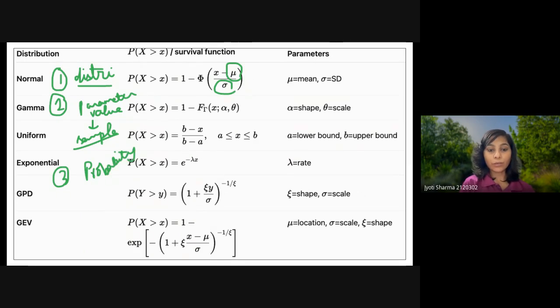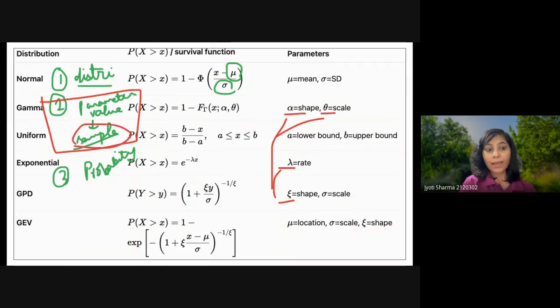Here, if I want to give more emphasis to this second part, as I told you, I can estimate parameter values from a sample. For example, this is our parameter alpha and theta. This lambda is again a parameter. This xi is also one parameter. So how can we calculate these parameters? We can get them from sample data. And again, we have a lot of methods to calculate parameter values from sample data.